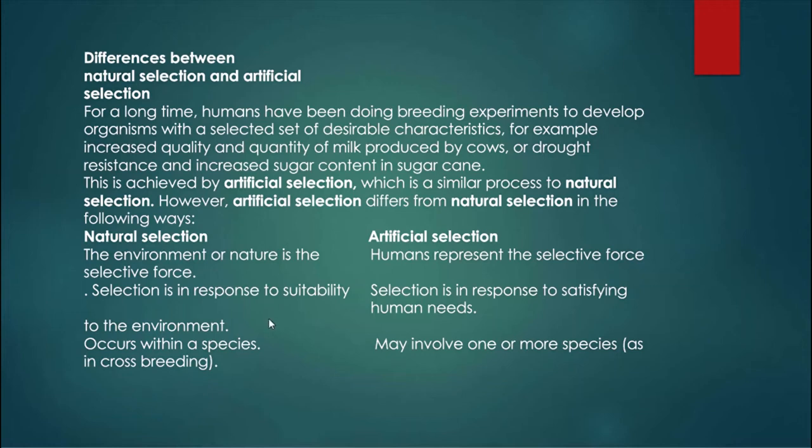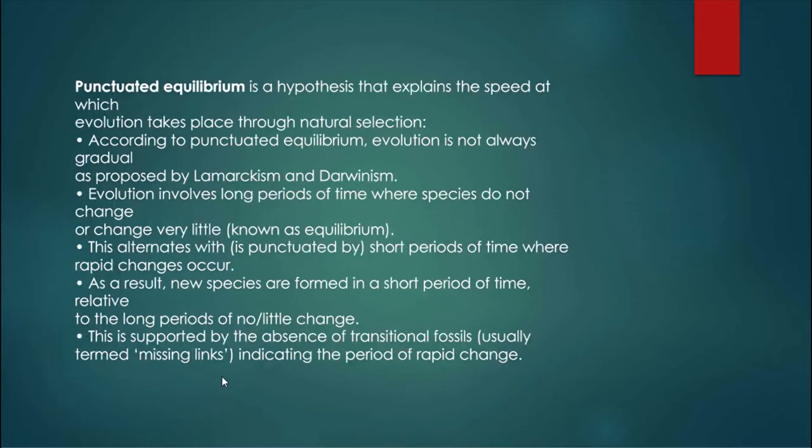In natural selection, it occurs within a species. Artificial selection may involve one or more species, as in crossbreeding. Let's look at punctuated equilibrium. This is a hypothesis that explains the speed at which evolution takes place through natural selection.